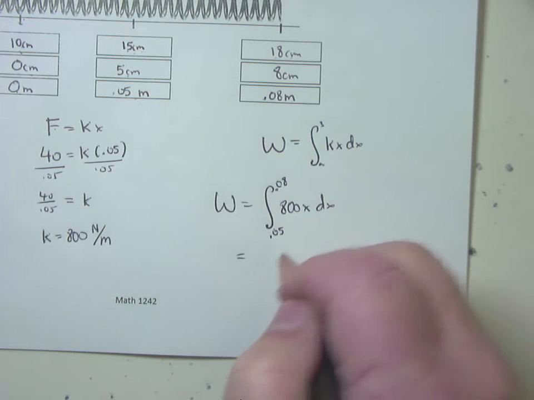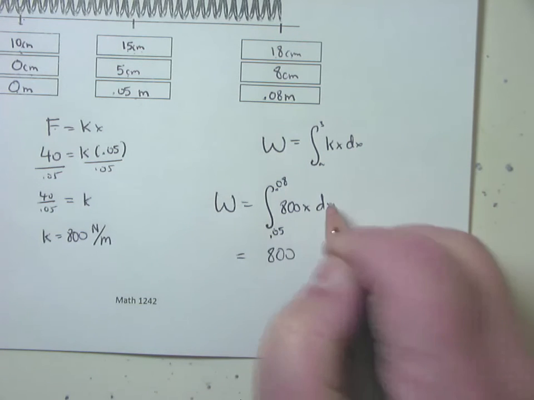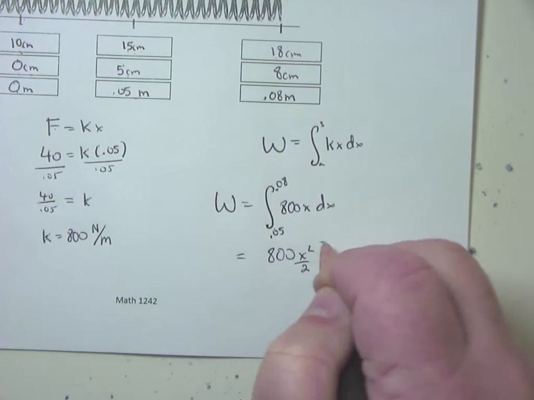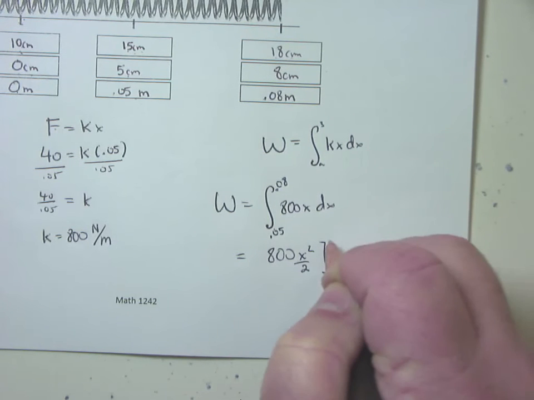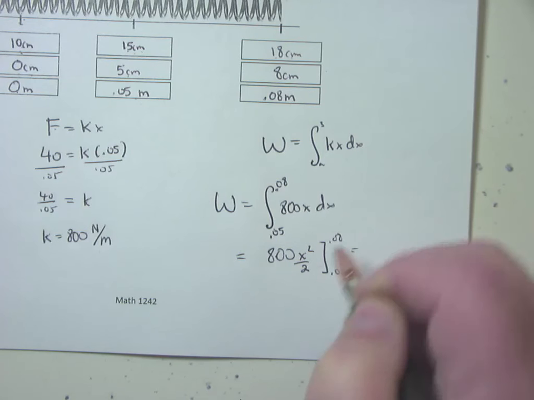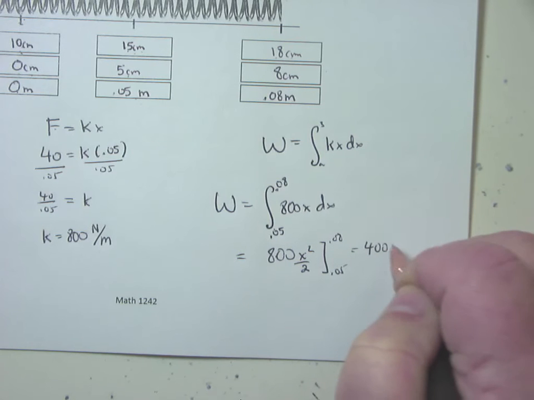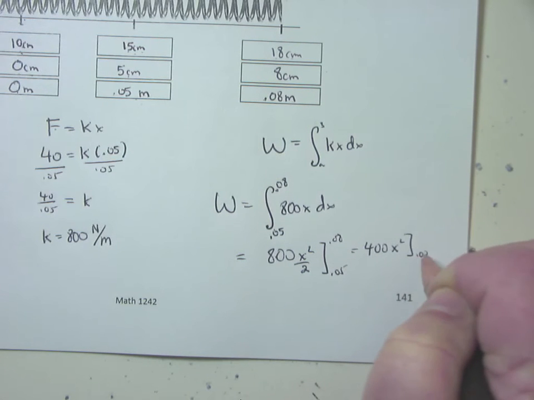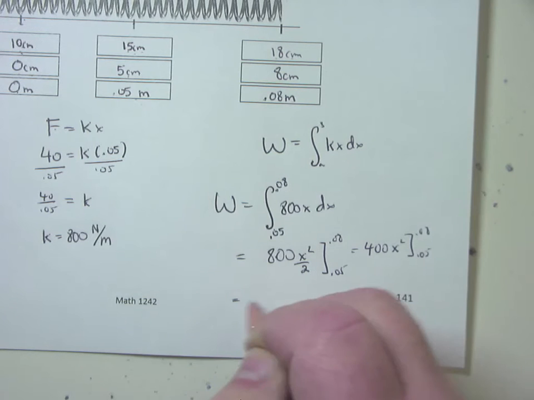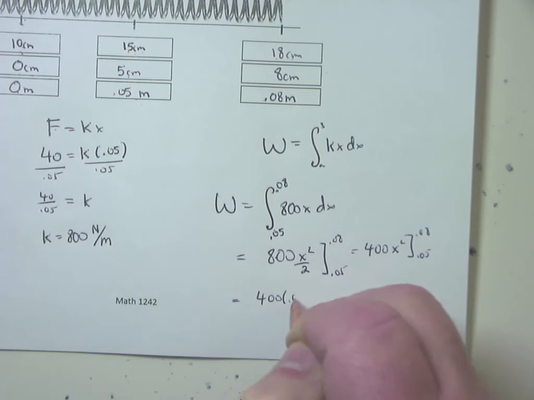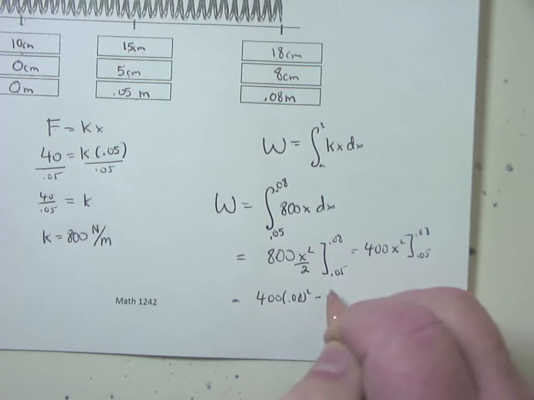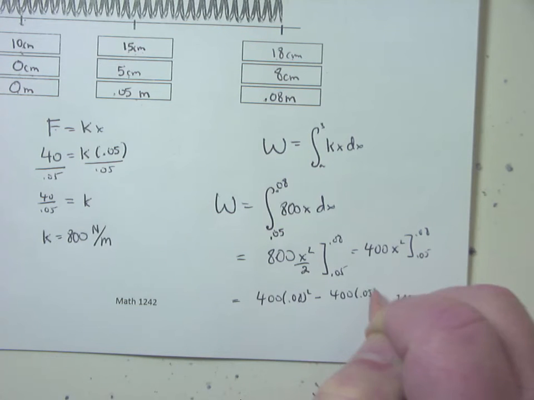So, integrate by hand and show my work. 800 is a constant, leave it alone. The integral of x with respect to x is going to be x squared divided by 2, evaluated from 0.05 to 0.08. Now 2 goes into 800 400 times. That's 400x squared from 0.05 to 0.08. So this is equal to 400 times 0.08 squared minus 400 times 0.05 squared.